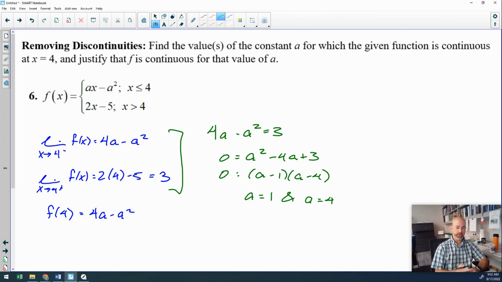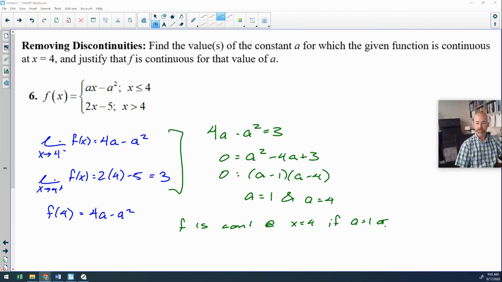And there are actually two values of a that will make this function continuous. And I'm going to make that conclusive statement again. F is continuous at x equals 4 if a is equal to 1 or a is equal to 4, because the limit as x approaches 4 of f of x for those two values of a would equal f of 4, and they would all equal 3.